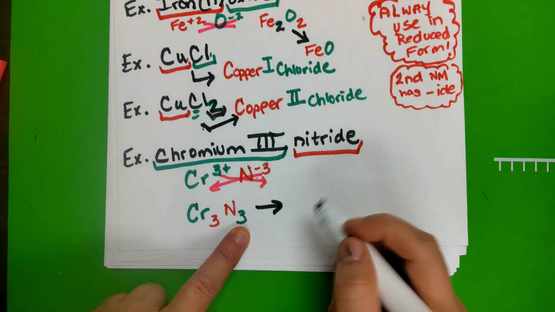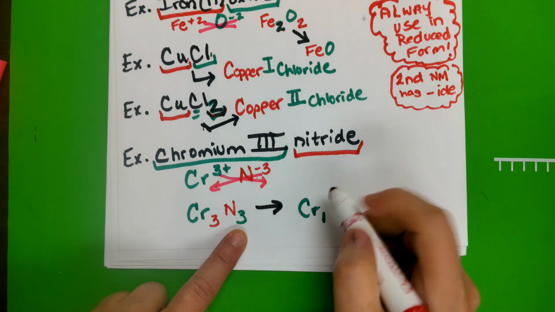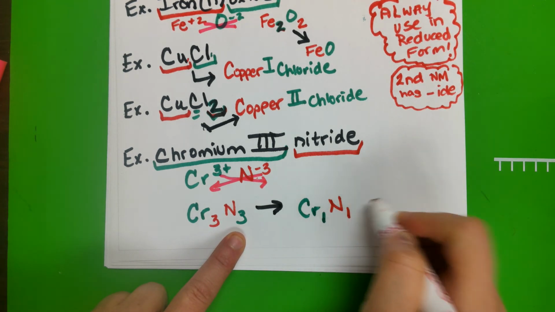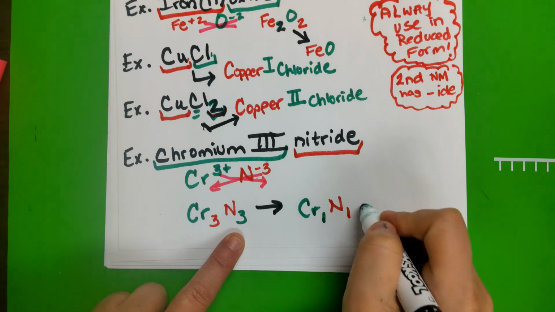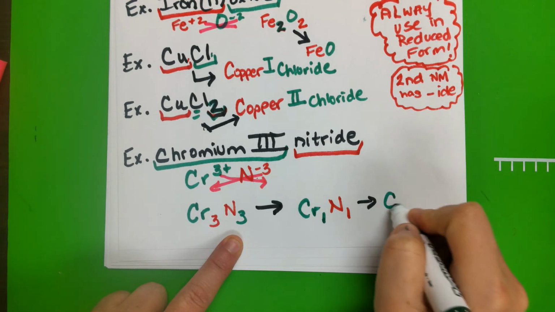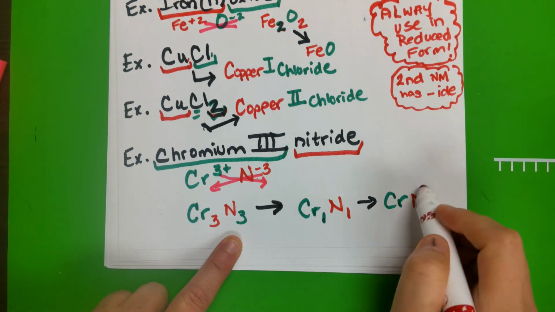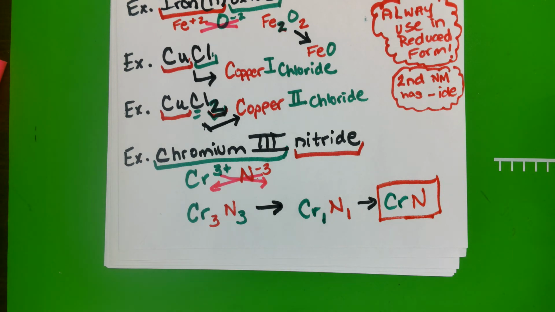So that will be Cr1 and N1. Or you don't have to write the ones. You just keep it simple. Just Cr, and then N. And that's your answer.